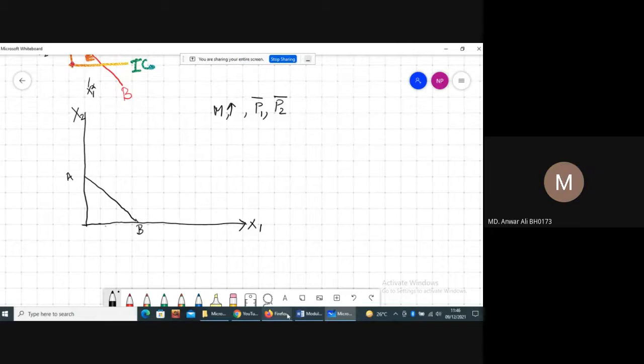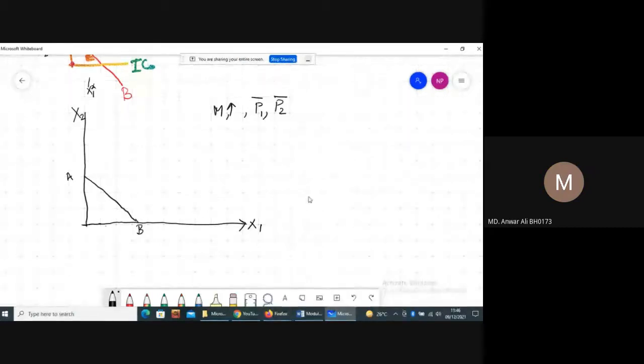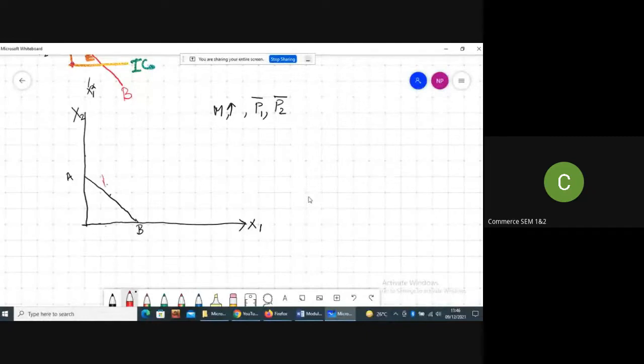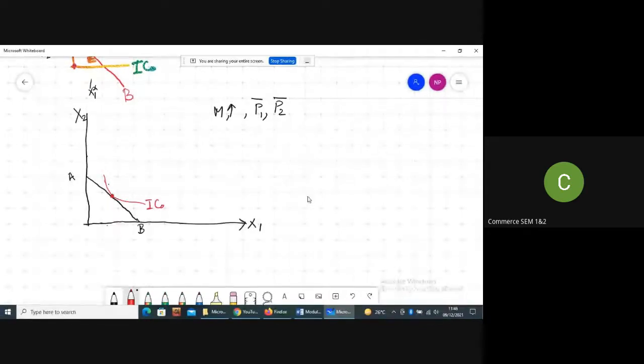Budget line will be moved towards right. Yes, it will shift rightward. So the new budget line will be parallel, somewhere like this. So now draw an indifference curve like this. So we call it IC0. So this point E0 is your equilibrium.